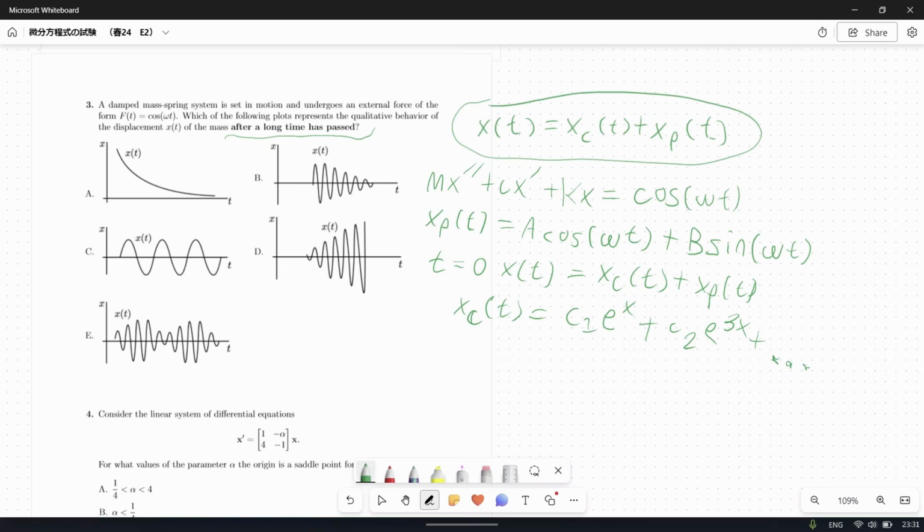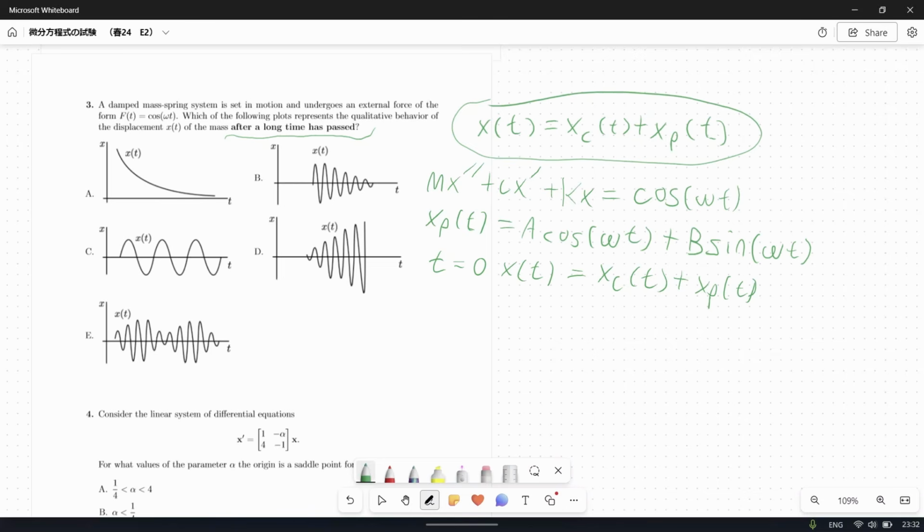And to find C1 and C2, you'd have to take into account the initial conditions. Whereas for the particular solution, this A and this B, to find them, it's not dependent on what the initial conditions are, which means that the particular solution is a steady periodic solution. And steady periodic solutions are independent of initial conditions. And it's also in the name.